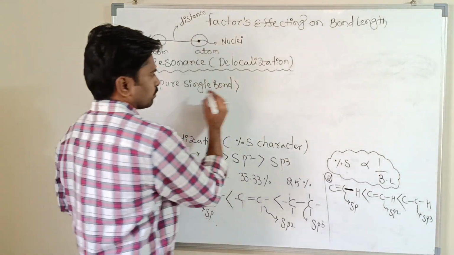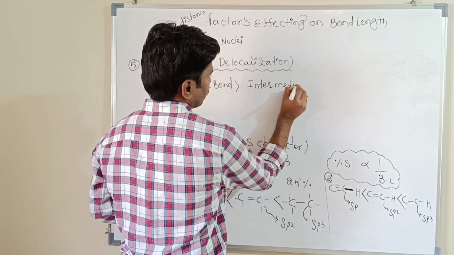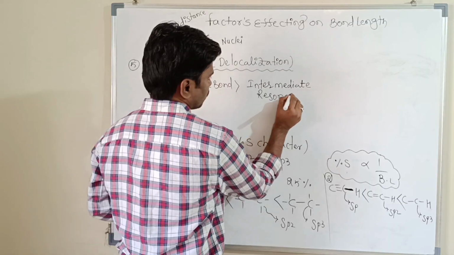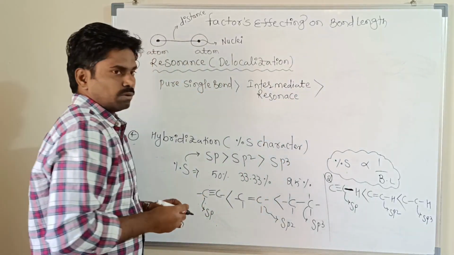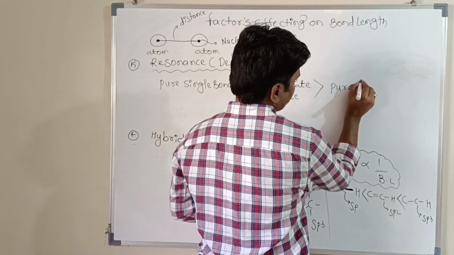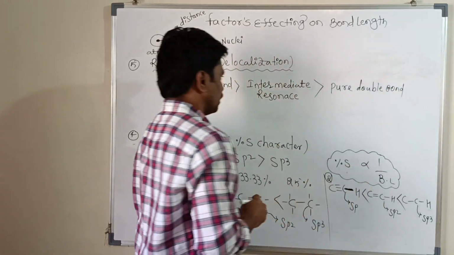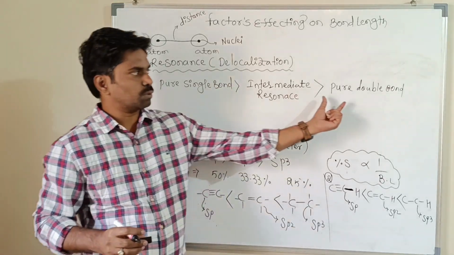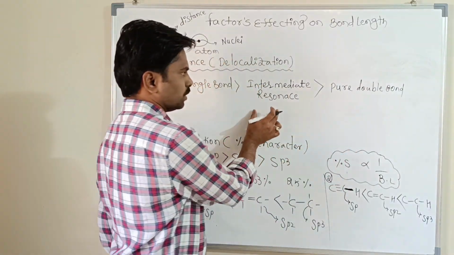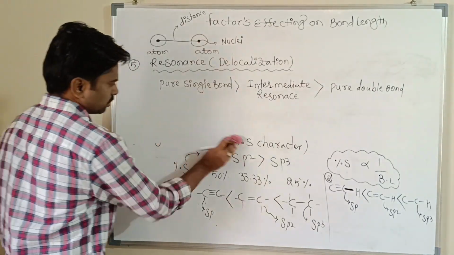Then intermediate is the resonance, compared to the pure double bond. It means that a pure double bond has a shorter bond length than the resonance bond. Okay, I'll give you some examples so you can easily understand.